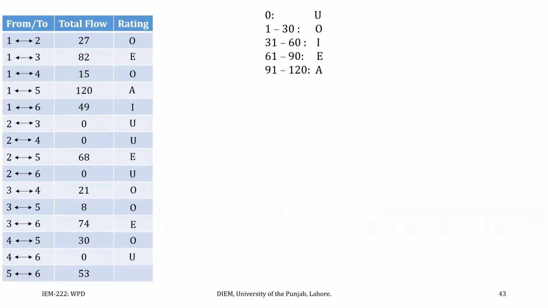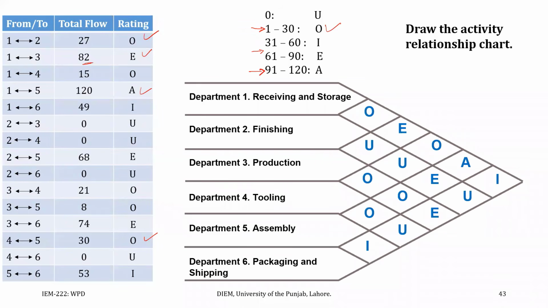So in this way, we can fill this table. For example, the total loads between 1 and 2 are 27, so 27 lies here. Rating of O is assigned. Between 1 and 3, there are total flows of 82, 82 lies here. So a rating of E is assigned. Between 1 and 5, there are total 120 loads, so a rating of A is assigned, and so on. For example, between 4 and 5, there are 30 flows, so 30 lies here, so a rating of O is assigned. So using these ratings, we can fill this activity relationship chart.